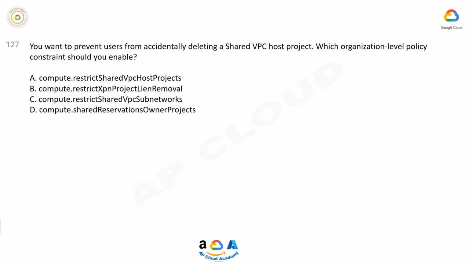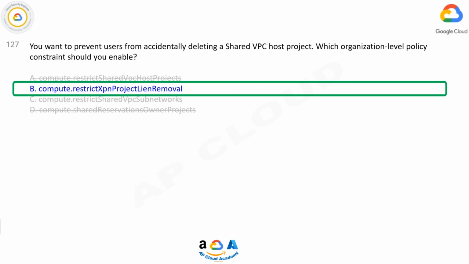127. You want to prevent users from accidentally deleting a shared VPC host project. Which organization-level policy constraint should you enable? A. Compute.restrict shared VPC host projects. B. Compute.restrict XPN project lien removal. C. Compute.restrict shared VPC subnetworks. D. Compute.shared reservations owner projects. Correct answer is B. Compute.restrict XPN project lien removal.